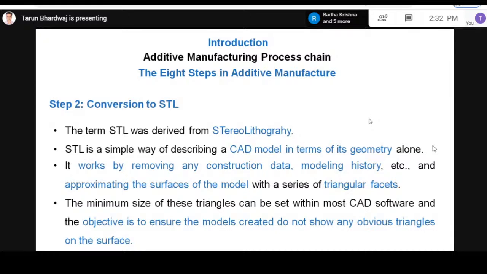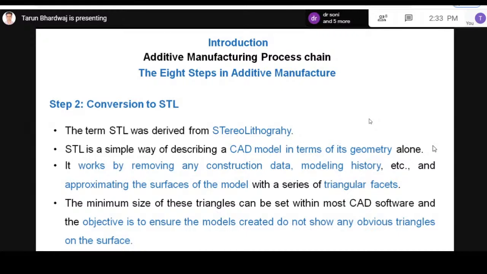STL is a simple way of describing a CAD model in terms of its geometry alone, and it works by removing any construction data and modeling history, and approximating the surface of the model with a series of triangular facets. The minimum size of these triangles can be set with most CAD software. When we have some solid, we convert it into small triangles, and the objective is to ensure that the model created does not show any obvious triangles on the surface.